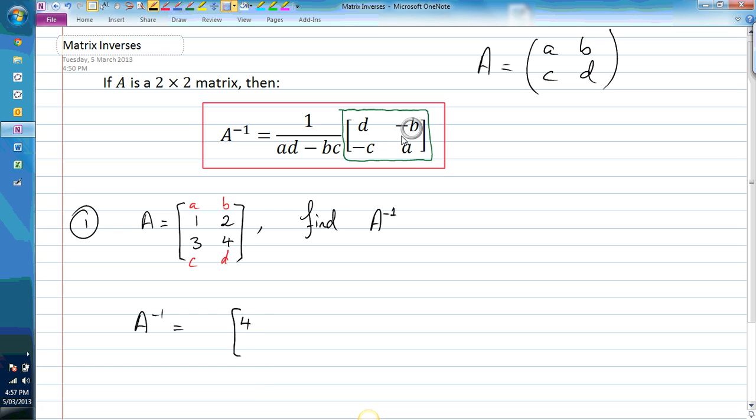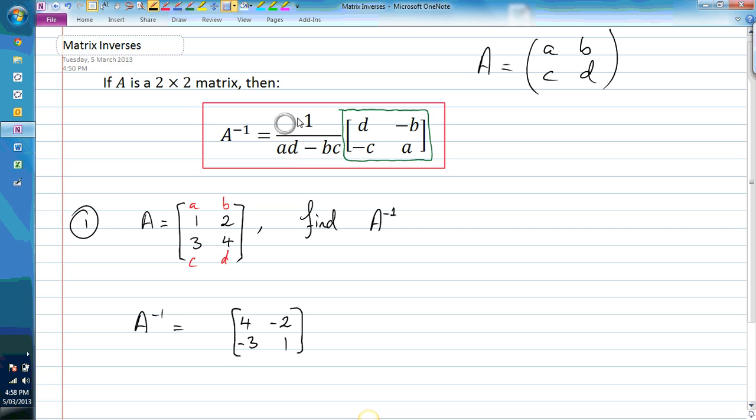B is meant to be negative B, so currently it's a 2, it needs to be a negative 2. C, it should be negative C, so negative 3 goes in here. And the last spot, the bottom right corner, is A from my original matrix, which is 1. So that's the first part of the inverse matrix. The second part is this factor that goes out the front.